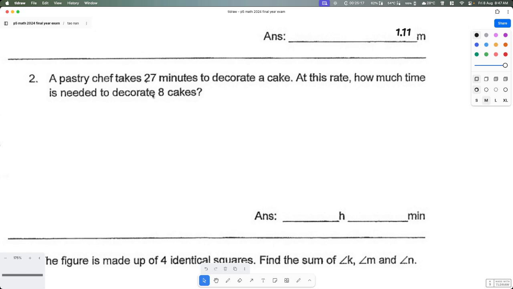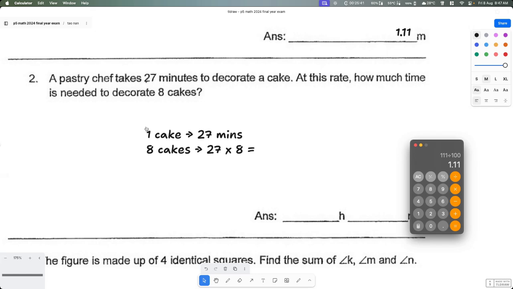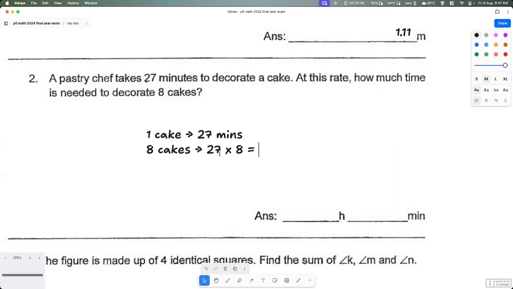Question number 2, it says here the pastry chef takes 27 minutes to decorate a cake. How much time is needed to decorate 8 cakes? Give the answer in hours and minutes. So one cake is equal to 27 minutes, so 8 cakes is equal to 27 multiplied by 8. Use your calculator. This gives you 216 minutes.